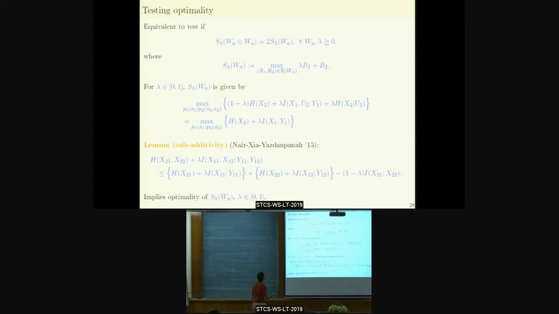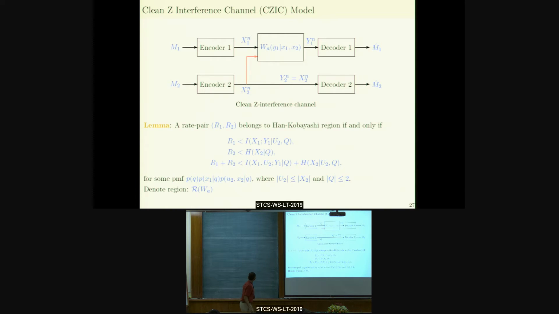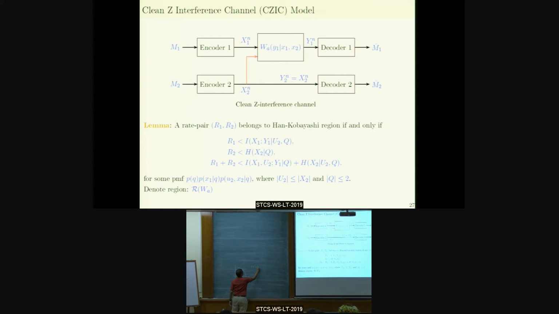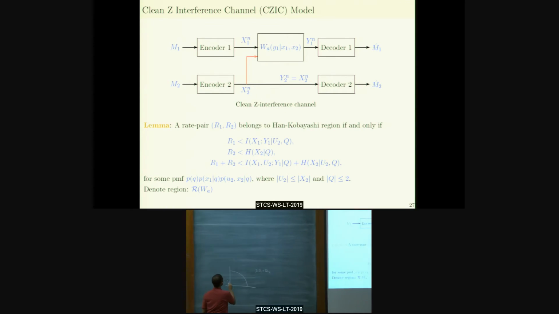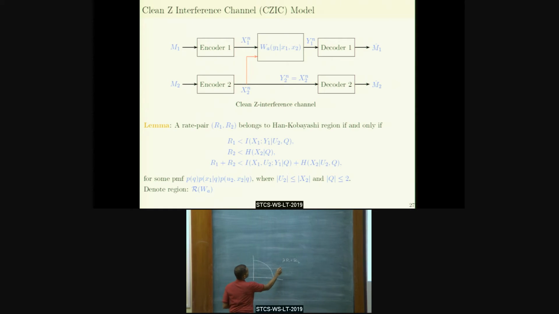Oh no, let me tell you what lambda is. So in general you have some region like this, with lambda R1 plus R2. When lambda is 0, you are maximizing this point. You are getting this. When lambda is 1, you are maximizing some rate, which is.